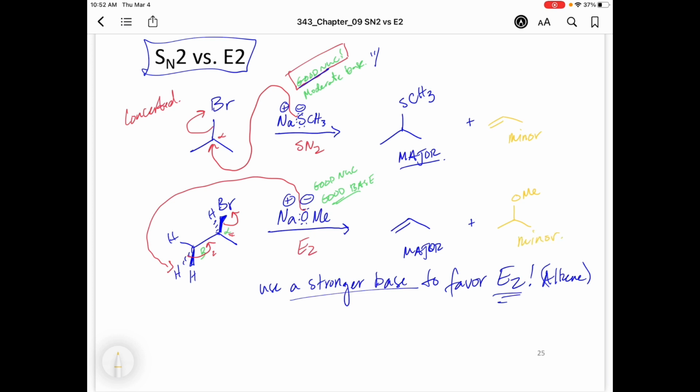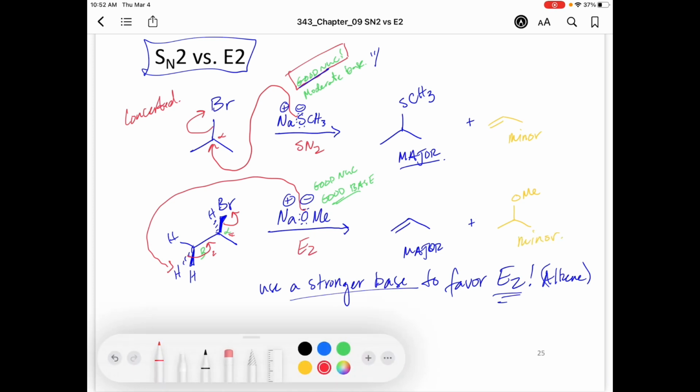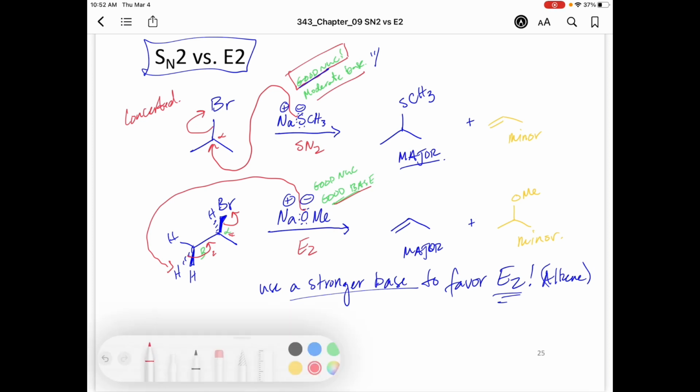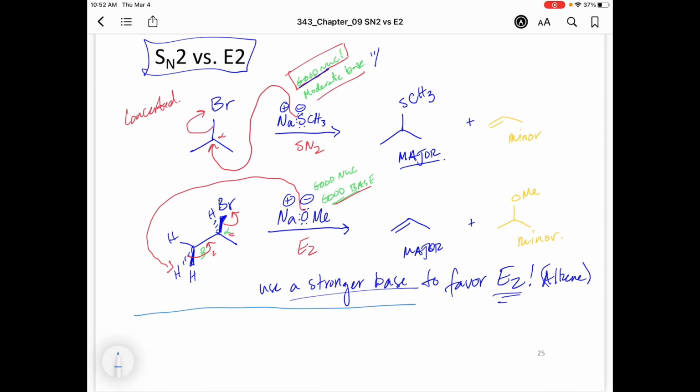Now, why is this? Well, we can go back to our knowledge about pKa's. So we talked about sodium methylthiolate being a moderate base, and then sodium ethoxide being a very good base. Let's look at these two. We're going to talk about the difference in the pKa of their conjugate acid. So if I look at sodium methylthiolate, and I think about its conjugate acid here, I'm going to put a proton now on the sulfur.